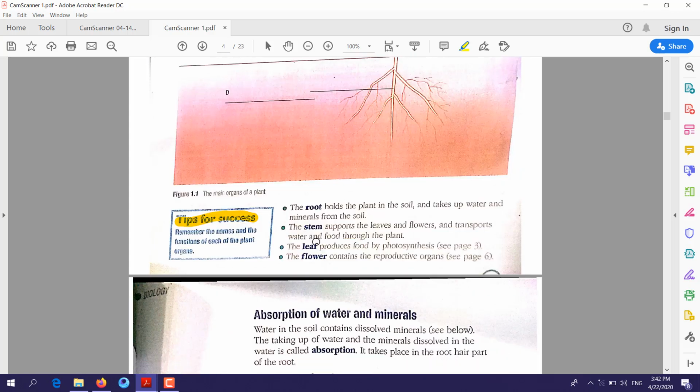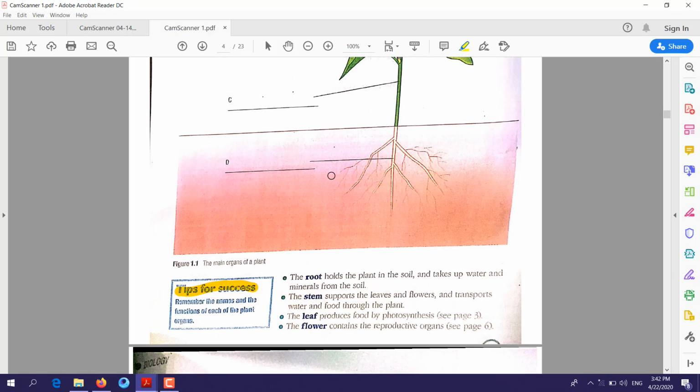Now, after giving the names of each organ, we should be able to mention the function of each organ. Firstly, root. What's the function of root? Hold the plant in the soil and take up water and minerals from the soil. So, how many functions do we have for roots? 2 main functions. Number 1, hold the plant, and number 2, absorb water from the soil. In the science book, there are many functions for roots. If you study the science for grade 8, you will see that the root has many functions.